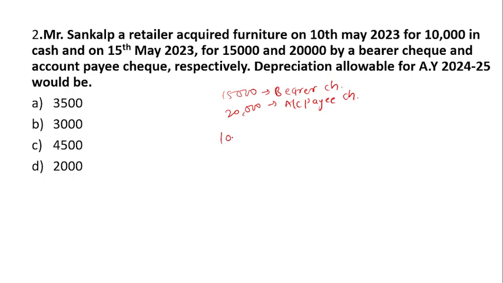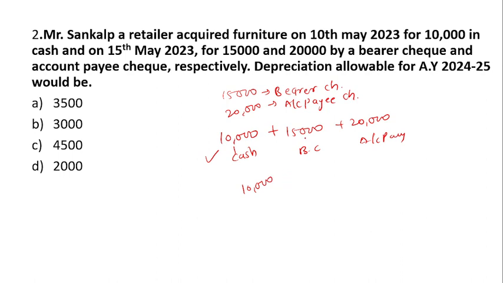What is it? 10,000 in cash, plus 15,000 in bearer cheque, and plus 20,000 paid through account. In that case, 10,000 in cash, is this eligible? Yes, ma'am. Okay, 10,000 is eligible for the depreciation.